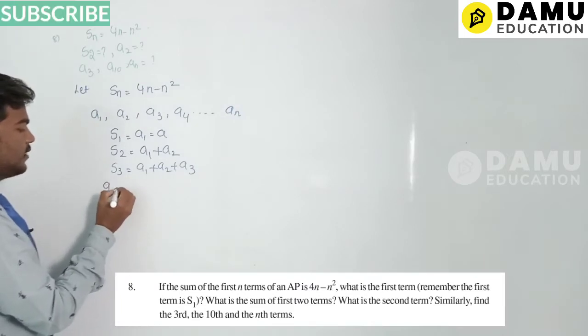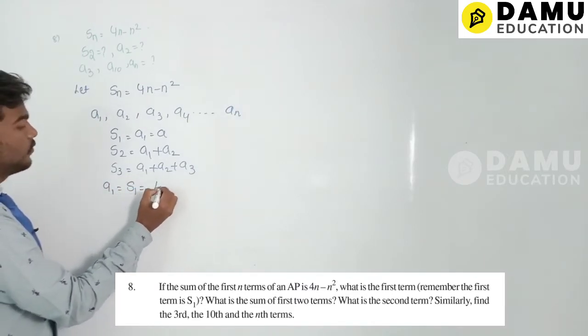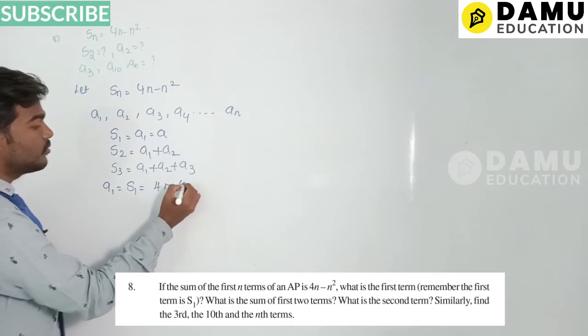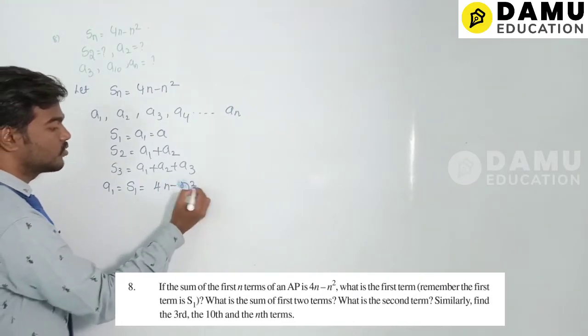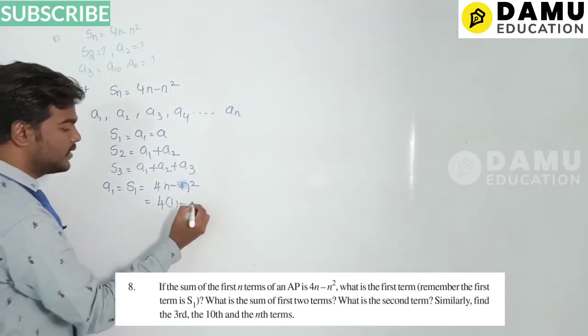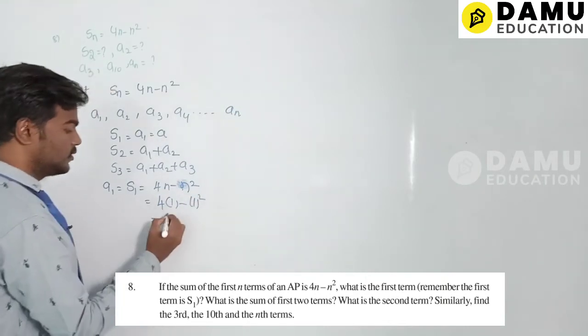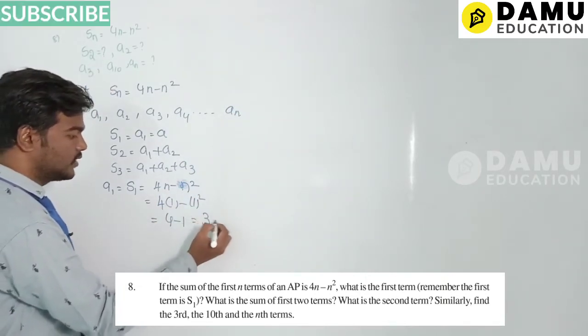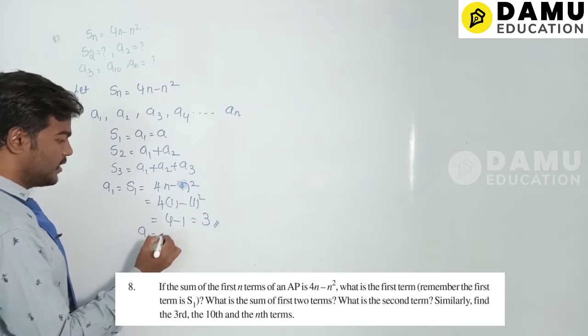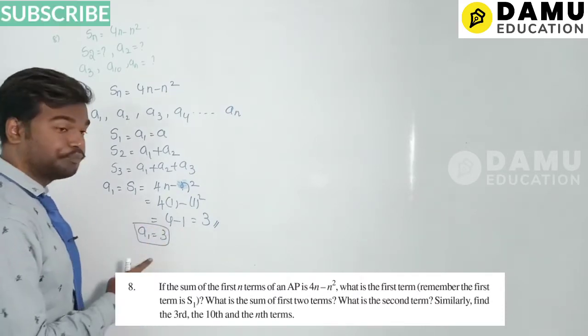So what is A1? It will be equal to S1. So 4n minus n square: 4 into 1 minus 1 square. So 4 minus 1, we will get 3. So A1 will be equal to 3. So we got the first term.